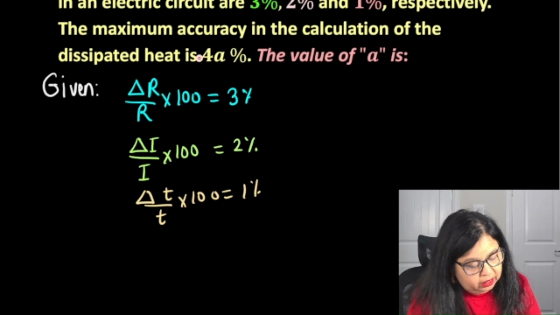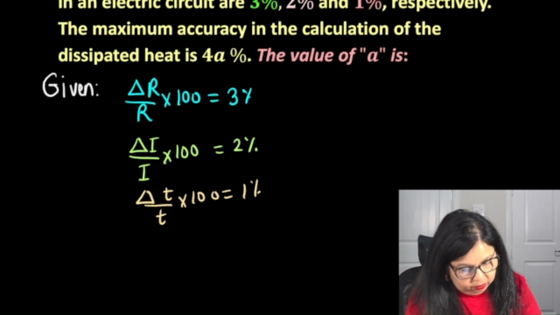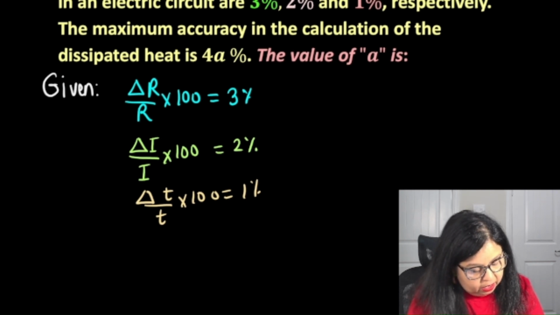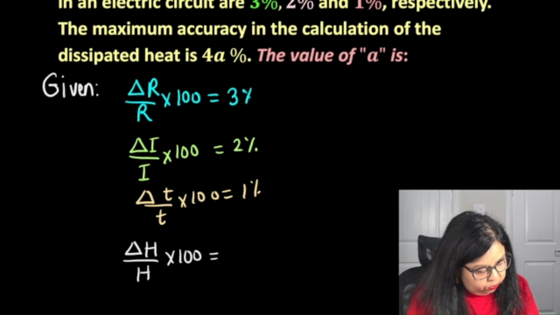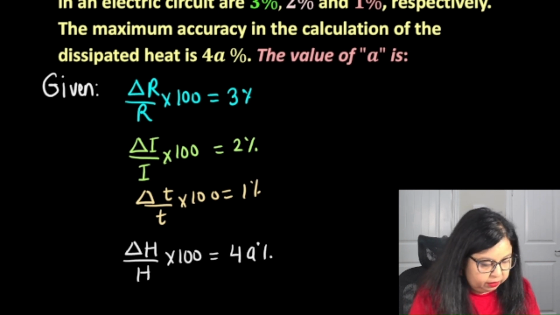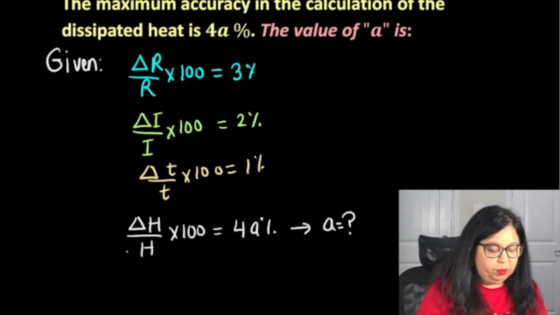Then we are told that the maximum accuracy in the calculation of the dissipated heat is 4%. So, that is delta H over H times 100 is equal to 4%. Solve for A. That's your problem.